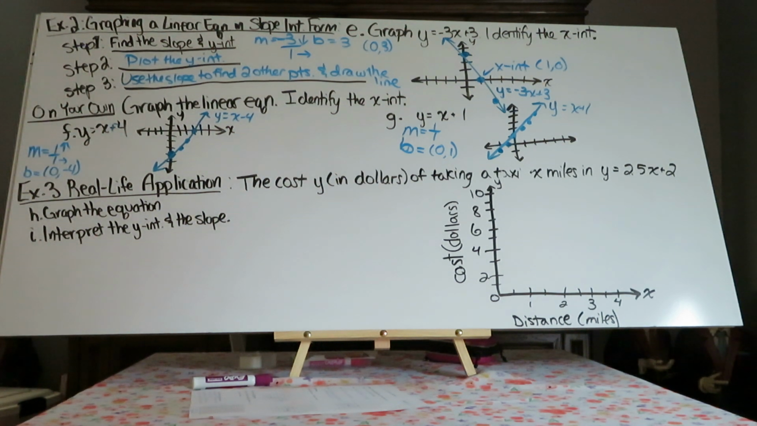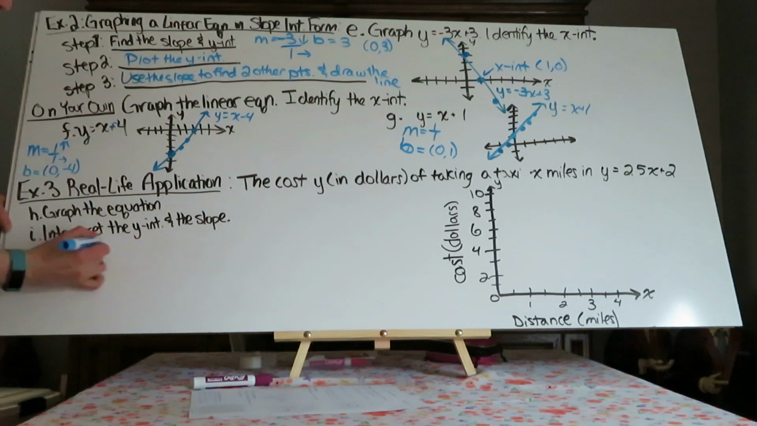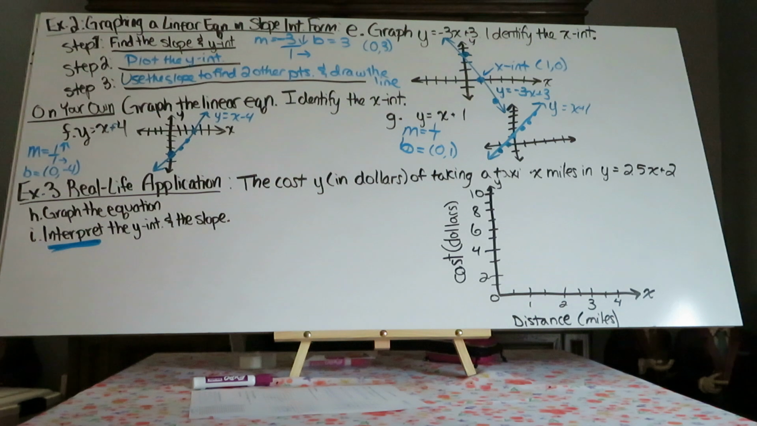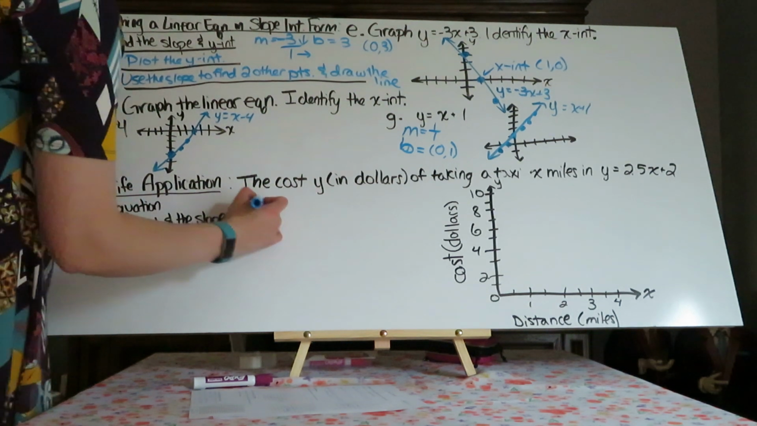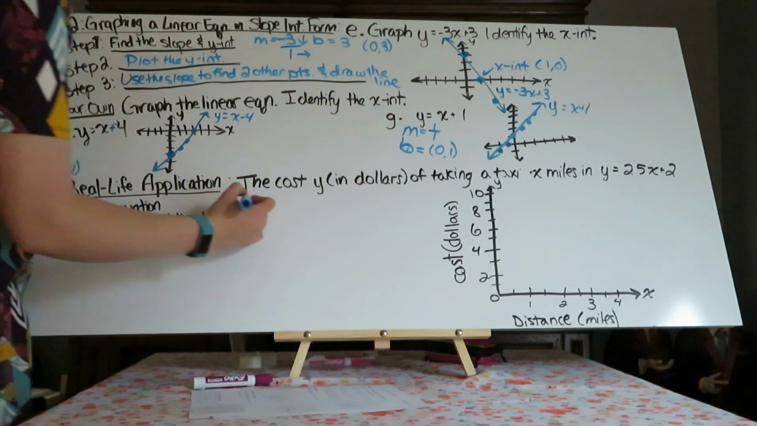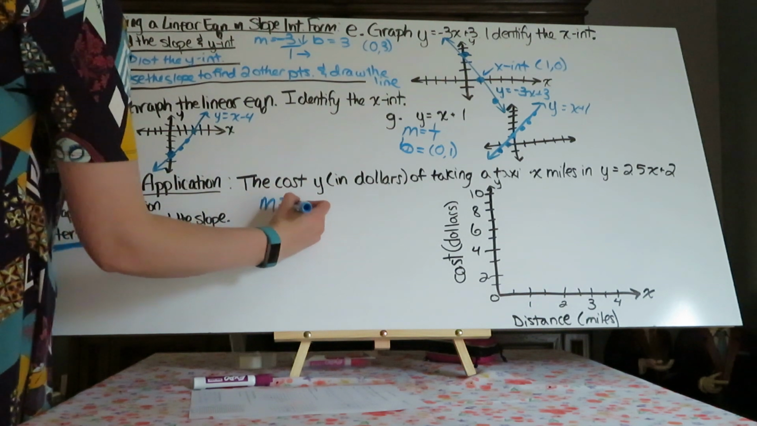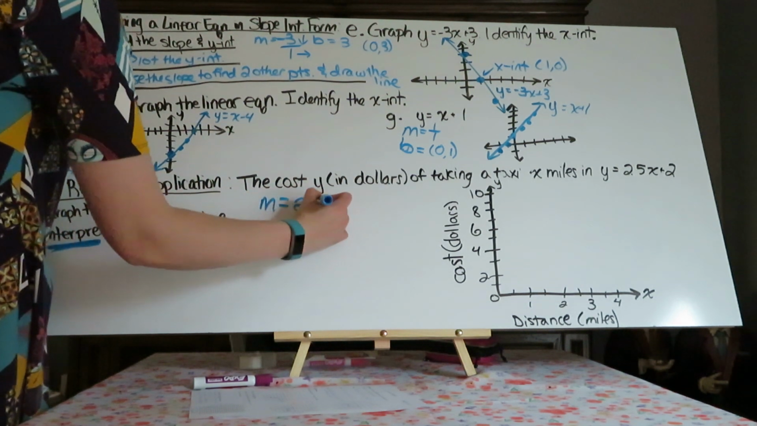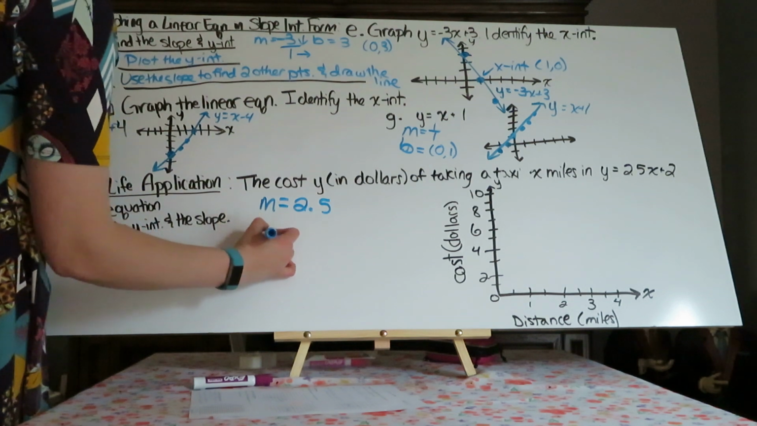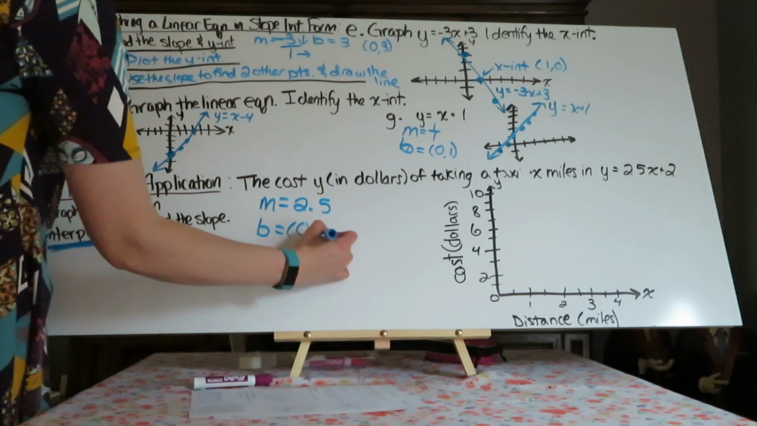All right, example 3, real life application. The cost y in dollars of taking a taxi x miles is y equals 2 5/10 x plus 2. We're going to graph the equation, and then we're going to interpret. Again, here's that word interpret. Really key. The y-intercept and the slope. So to graph the equation, step 1, we're going to find the slope and the y-intercept. So the slope is 2 5/10, and the y-intercept is (0, 2).